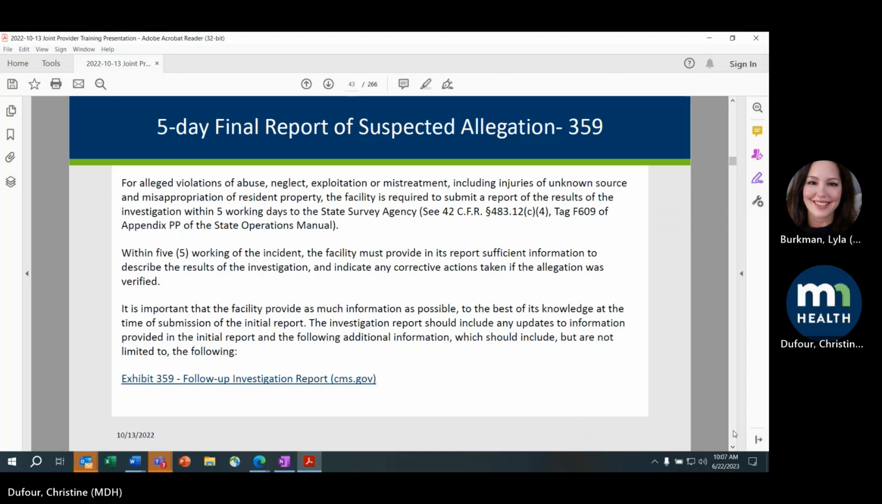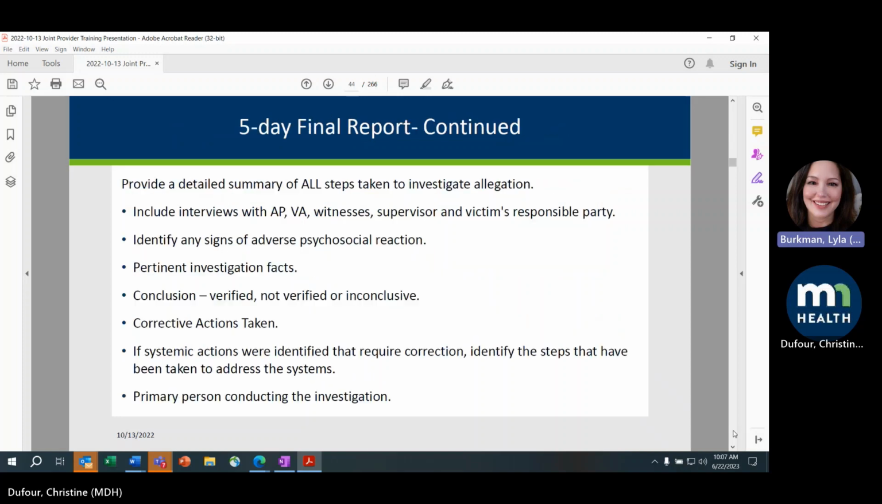The 5-day investigative report must provide a detailed summary of all steps taken to investigate the allegation. It should include interviews with the alleged perpetrator, the victim, witnesses, the supervisor, and victim's responsible party. It must identify any signs of adverse psychosocial reaction. It should include pertinent investigation facts. It should identify a conclusion, whether it was verified, not verified, or inconclusive. It should identify any corrective actions taken.